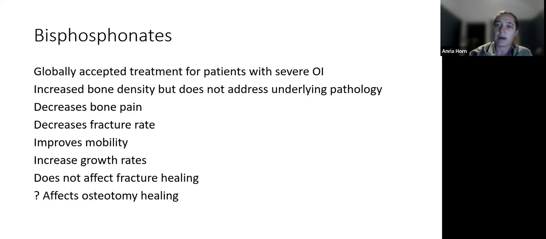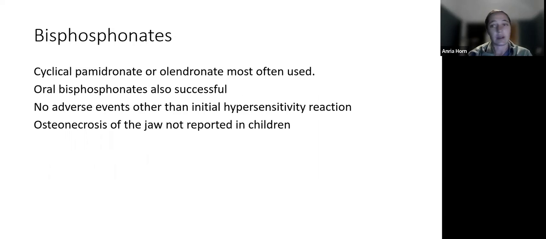So there's some question about whether or not it actually affects osteotomy healing, but the studies that showed this were a little bit dubious because they didn't use low energy osteotomies and it's open osteotomies with oscillating saws burning the bone, etc. So I can't imagine that if you do a low energy, the Bastiani type of osteotomy, that the bisphosphonates will decrease your healing rates. But currently, the rule is that you should discontinue bisphosphonates up until 3 months following your osteotomies, if you're going to do them. And then again, just carrying on with that, cyclical pamidronate or alendronate is the most often used.